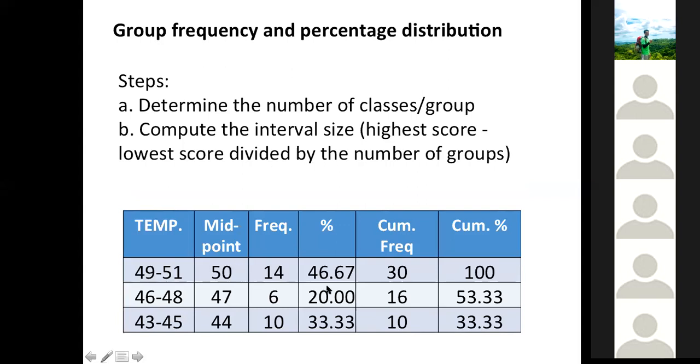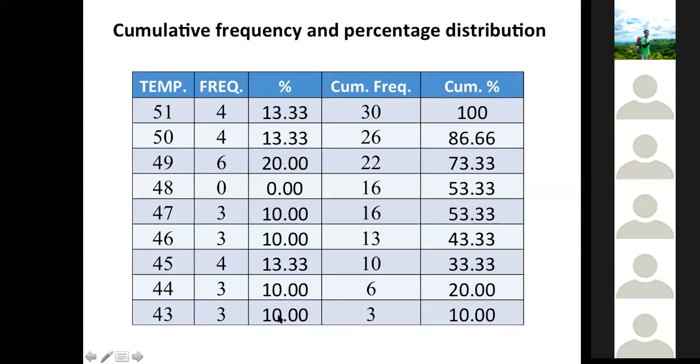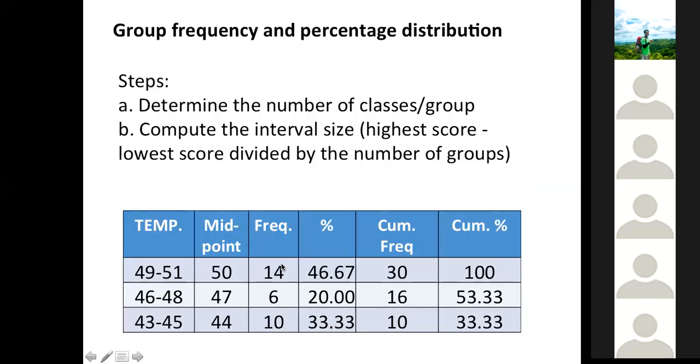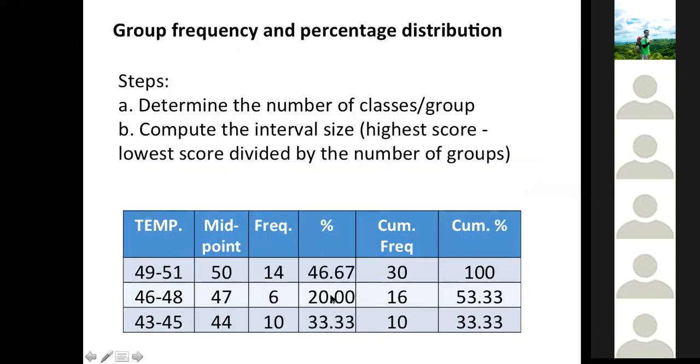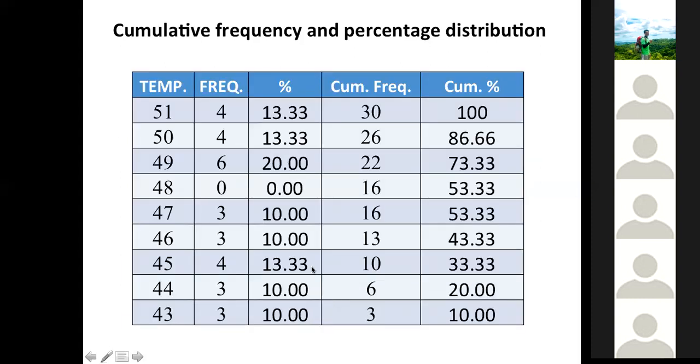And then you can calculate the percentage. You can also look at the percentage here: 10 plus 10 plus 13 is 33.33%. And then the second group would be 20%, and then the last one would be 20 plus 13 plus 13, which becomes 46%.